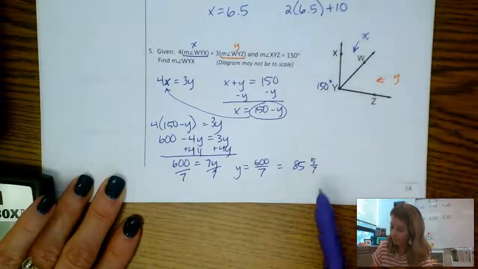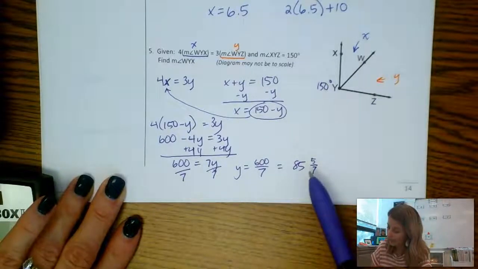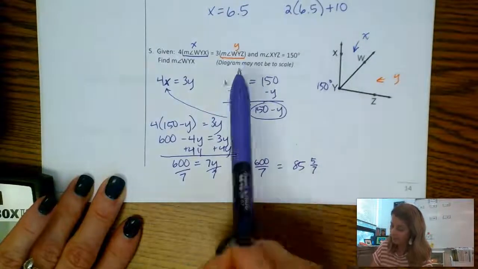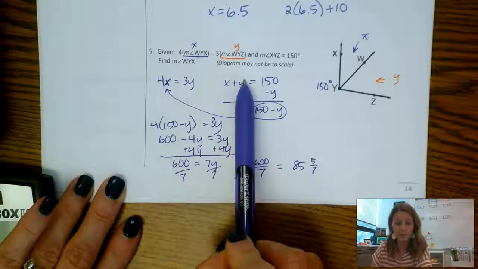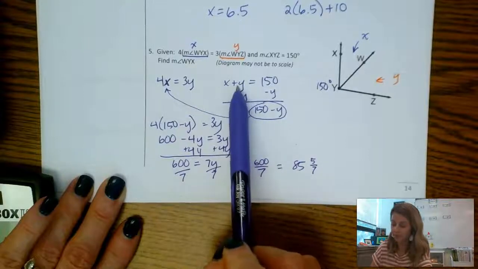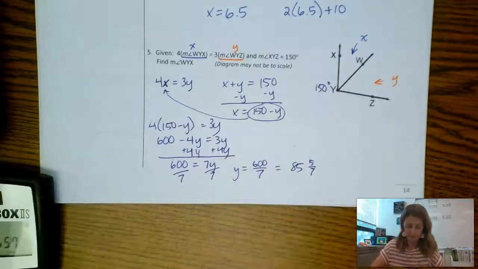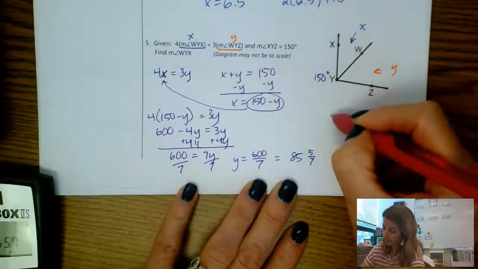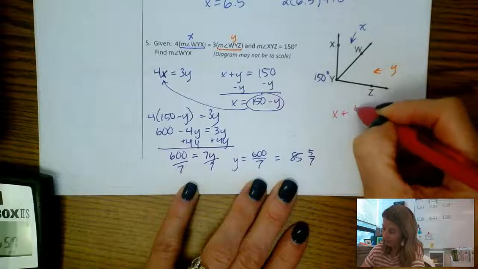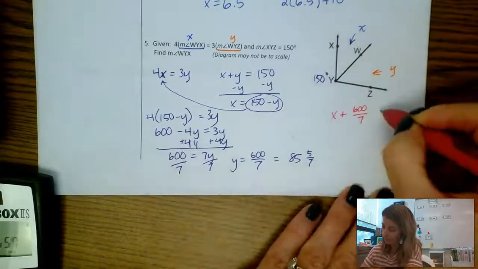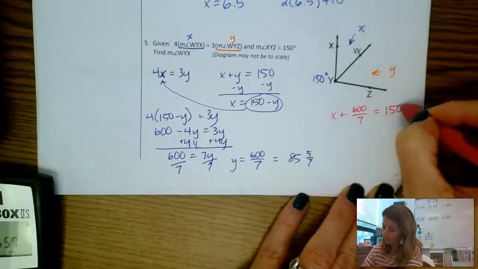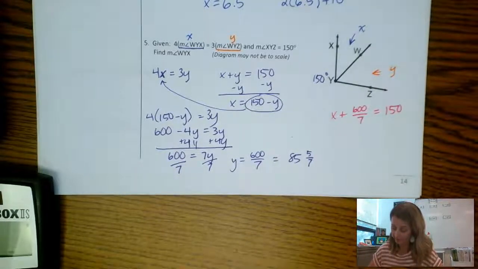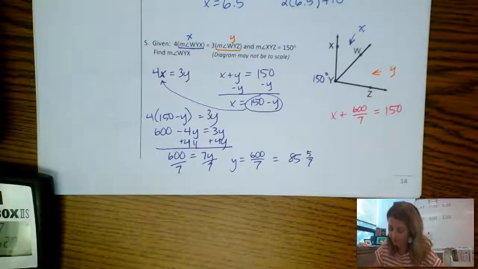So I'm going to take this value of y and plug it into either equation. I'm going to plug it into this one because this looks a little bit easier to work with. Okay, so I'm going to say x plus, I'm going to leave it as 600 over 7, equals 150. So I'm going to subtract that from both sides. So 150 minus 600 sevenths.